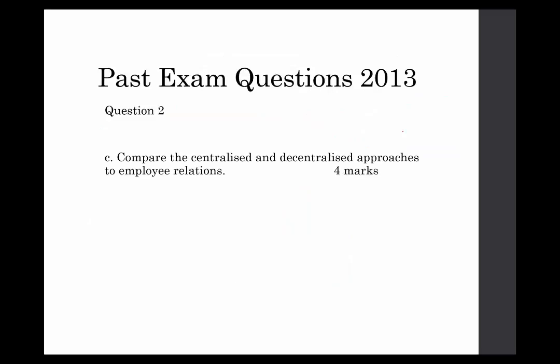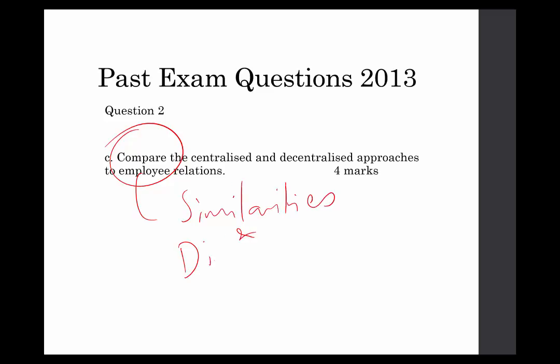2013, question 2, compare the centralised and decentralised approaches to employee relations. Compare, really important, this means similarities and differences. Okay, so what I would do here is 4 paragraphs, 1 similarity, another similarity, 1 difference, another difference. Really break down your paragraphs exactly like that, so the examiner can just go, yep, 1 tick, 2 tick, 3 tick, 4 tick, and you've just got your 4 marks.